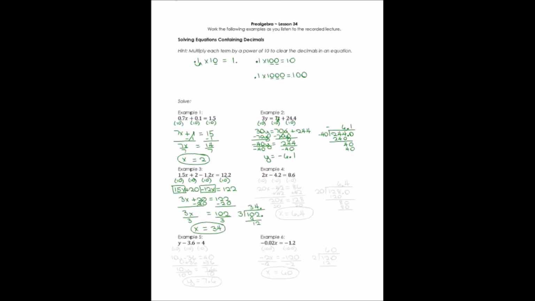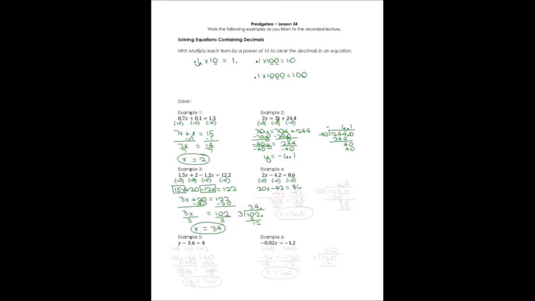All right, let's take example number 4. I have 3 terms: 2x, which is a whole number, negative 4.2, which is 1 decimal place, and 8.6, 1 decimal place. We can clear all the decimals by multiplying by the number 10, which would move them 1 decimal place. So let's do that. 2x times 10, 20x. Negative 4.2 times 10, negative 42. Our equal sign, 8.6 times 10, 86.